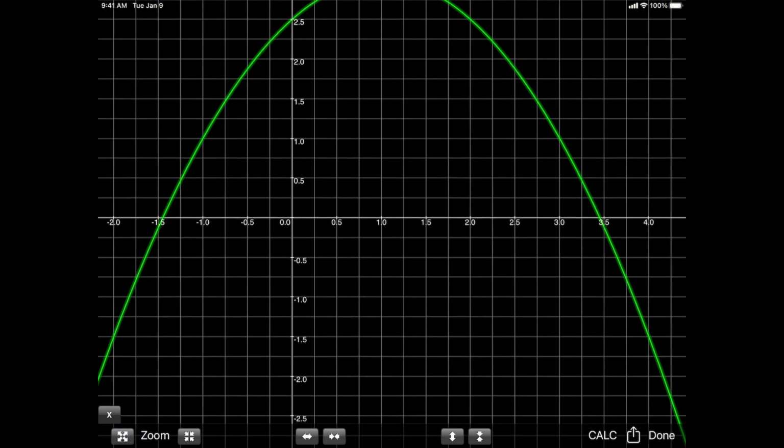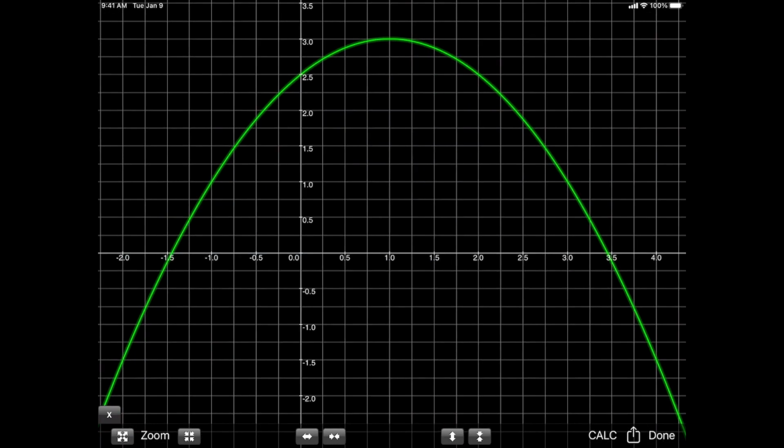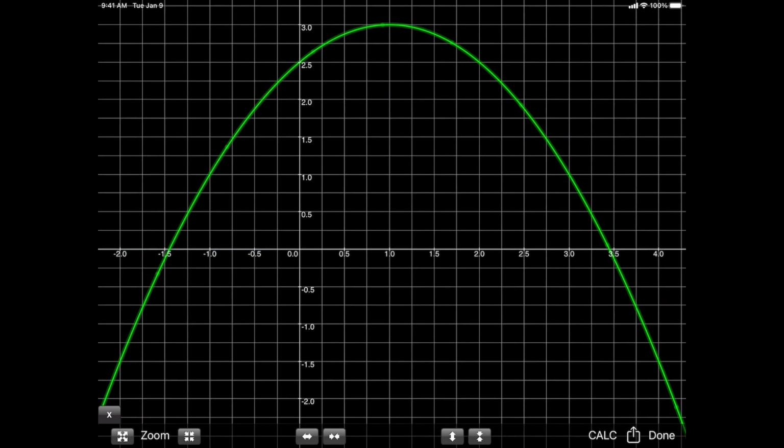Okay, I can already tell they're not going to be whole numbers. Can you see those two numbers there? So I know it's around -1.5 and 3.5. You can write that down. At least we know where it's kind of at.